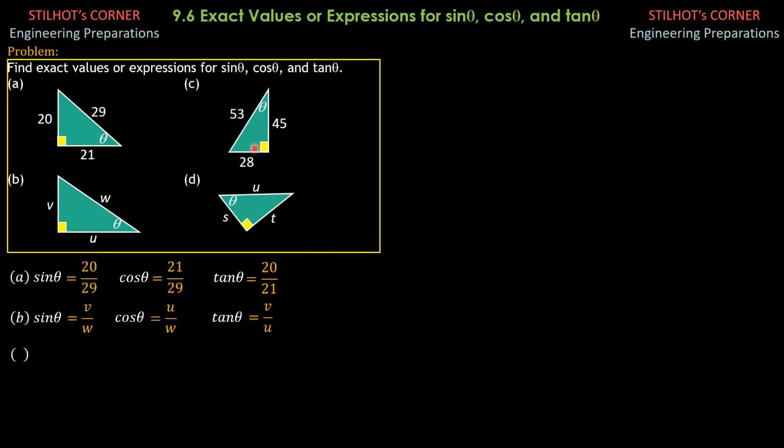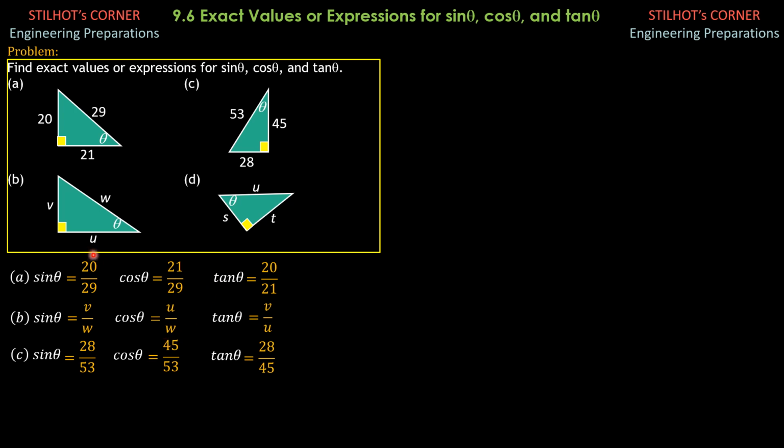For triangle C, sine theta is equal to opposite 28 over hypotenuse 53. Cosine theta, adjacent side is 45, hypotenuse is 53, so 45 over 53. And tangent theta, opposite to theta is 28, adjacent to theta is 45, so 28 over 45 for tangent of theta.